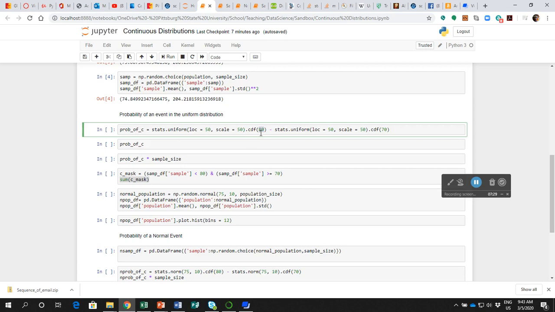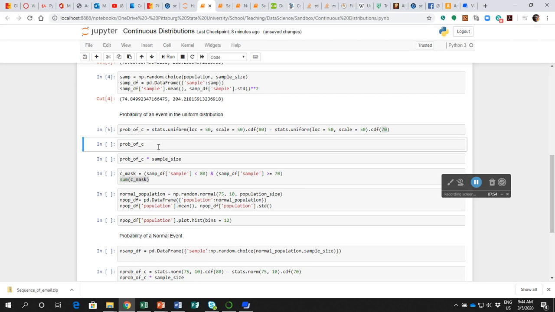And so we take the top value of 80. So this number by itself gives us all the probability up to 80. And the second one is exactly the same except for the 70 here. It gives us all the probability up to 70. So we subtract the probability up to 70 from the probability up to 80.